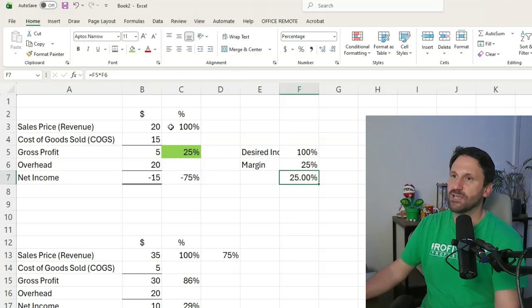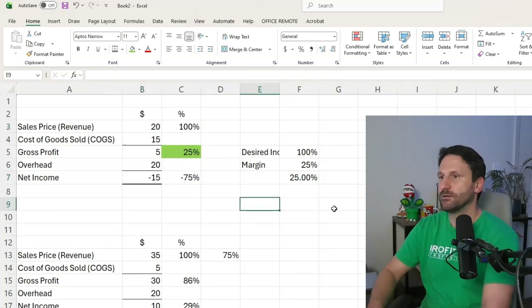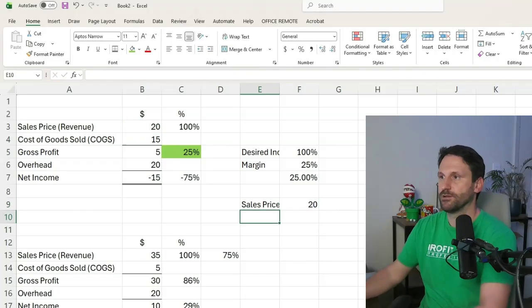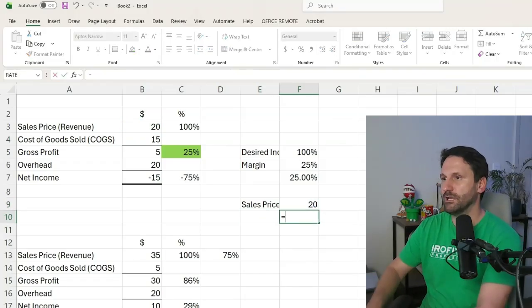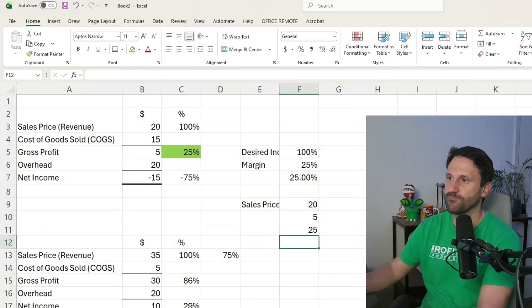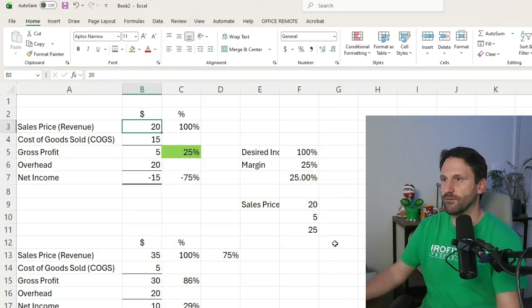We would need to increase our sales price by 25%. And let's check it to see if that makes sense. Sales price right now is $20. And we need to increase that by 25%. So we're going to add those two together. That's the increase. We would have to sell this for $25.